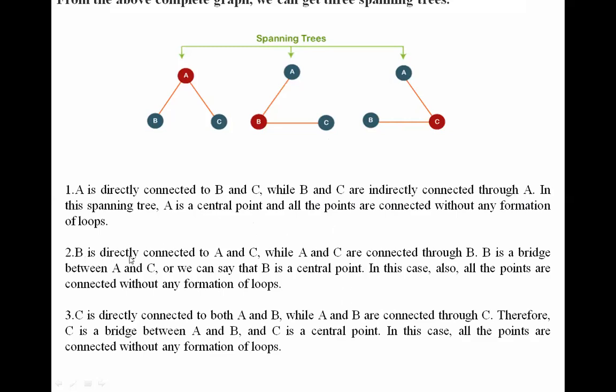Same thing has been written. B is directly connected to A and C, while A and C are connected through B. Okay, B is the central point. All the remaining points are indirectly connected. C is directly connected to both A and B, and A and B are indirectly connected through C. So C is the central point. The remaining are connected without the formation of a loop.